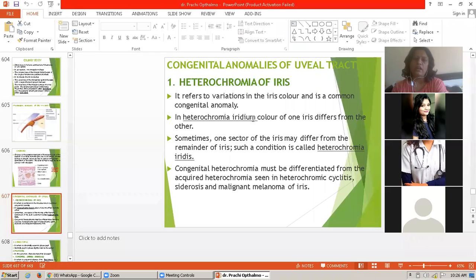In heterochromia iridium, the color of one iris differs from the other. Sometimes one sector of the iris may differ from the remainder of the iris. Such a condition is called heterochromia iridis.